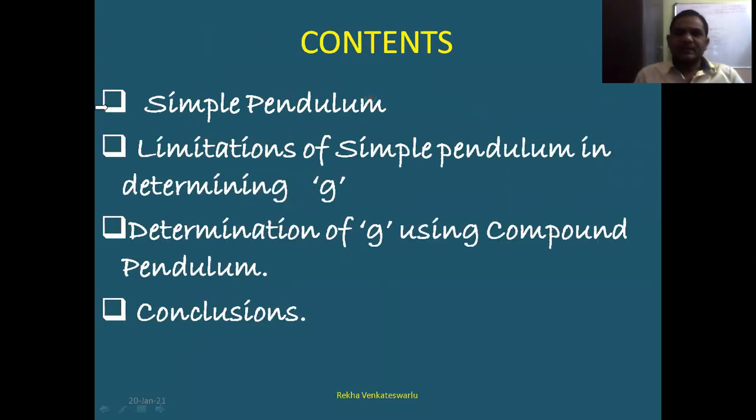The contents of the present lecture are: first, we will discuss some background about the simple pendulum and the time period, finding the acceleration due to gravity by using the simple pendulum. Then, the limitations of the simple pendulum in determining the small g value, then the determination of acceleration due to gravity using the compound pendulum. Lastly, we will see the conclusions of the lecture.